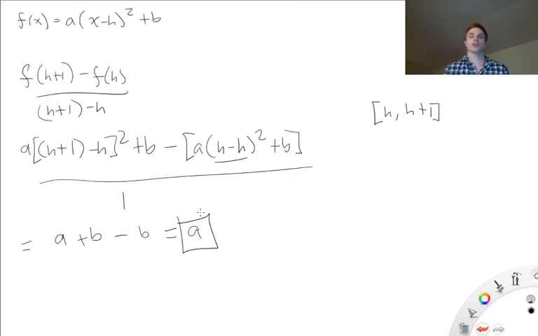So really you have to recall what the average rate of change over an interval is, and then apply that formula to this specific function that we're given. And everything should come out fine.